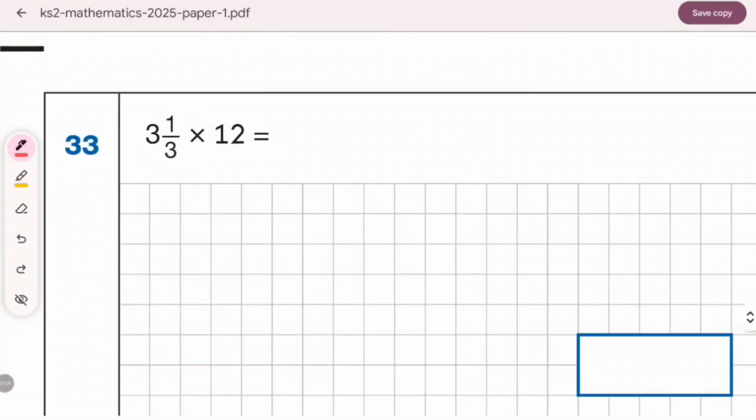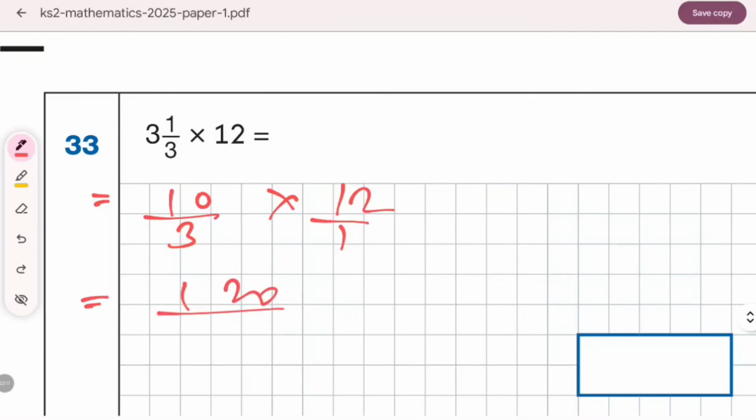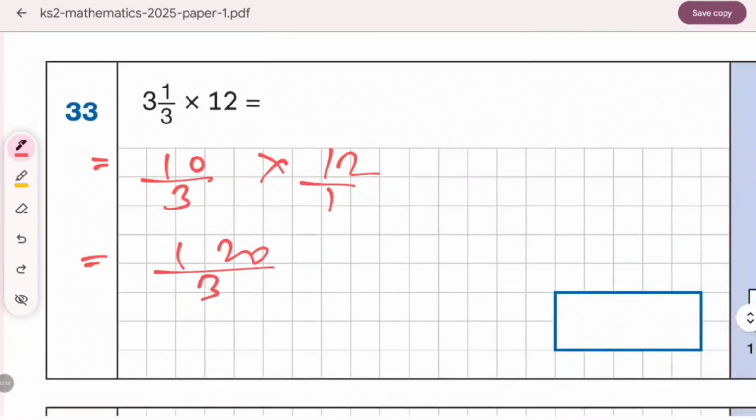Now we have the questions from the fractions. So again we will just change into improper. So 3 whole 1 by 3 we will get 10 by 3 times 12. Okay, so now we'll multiply numerator with numerator. So we'll get 120 divided by 3. One more thing, 120 is completely divisible by 3. So again we will divide, 40 times, and 40 by 1 we will get the answer as 4.